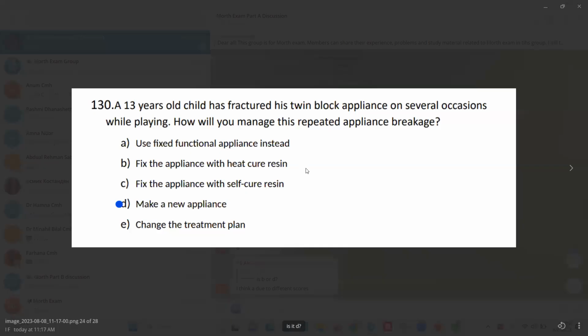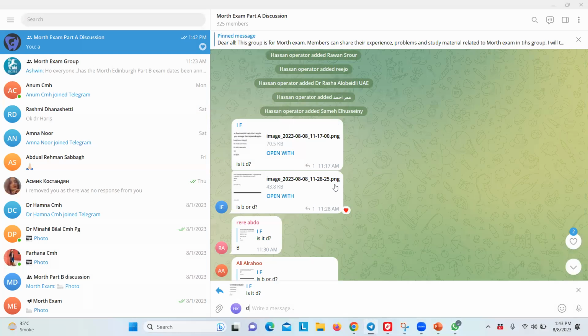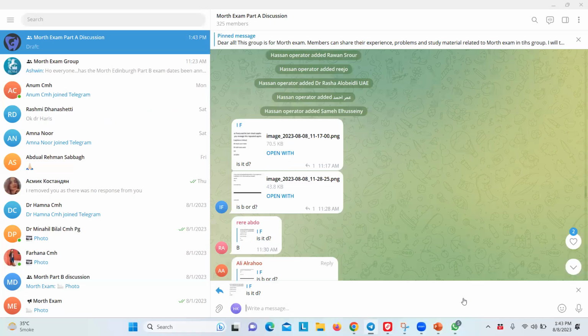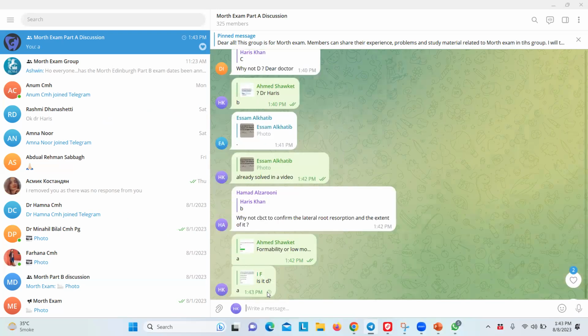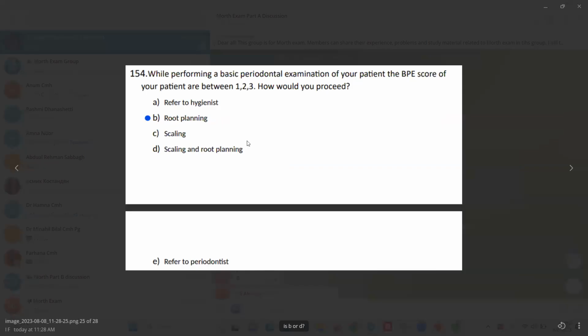A 13-year-old child has fractured his twin block several times by playing. You make a new appliance. Option D. After you have made many repeated appliances, it's functional, and if it does not work, option A. Yes, if it does not work, change the treatment plan.